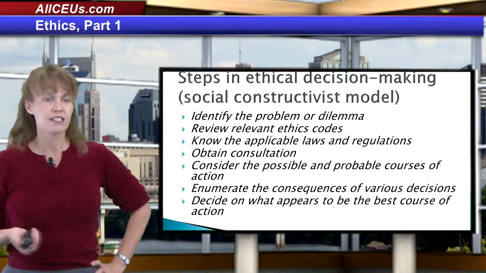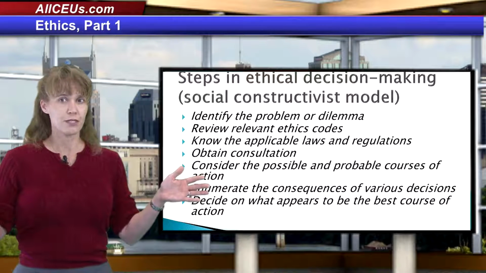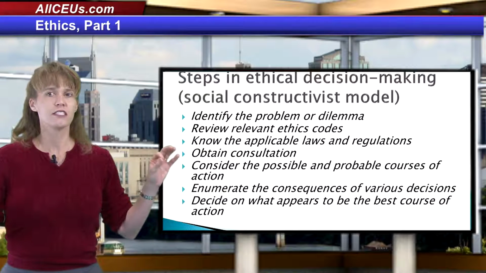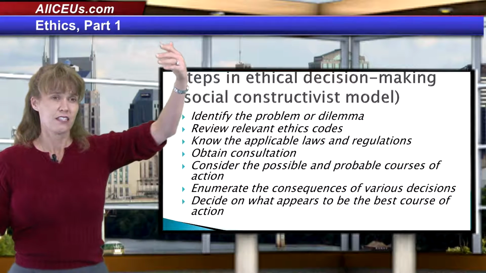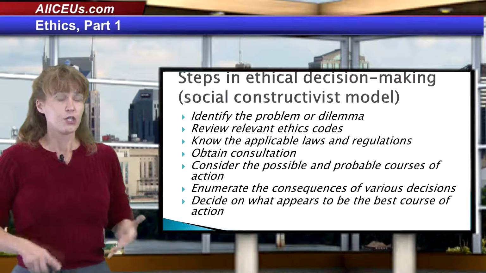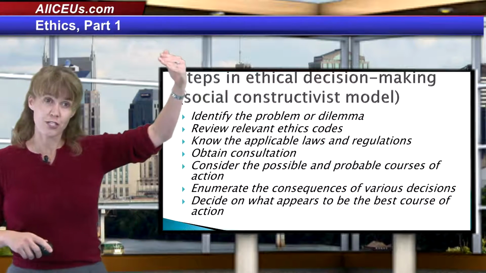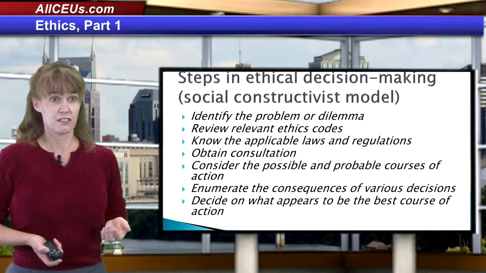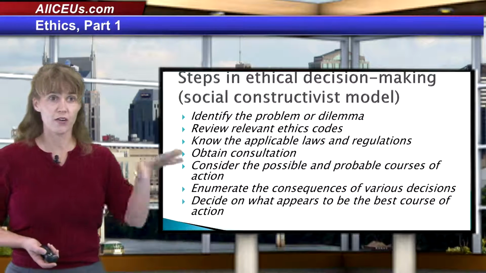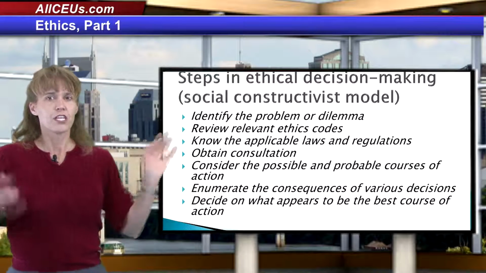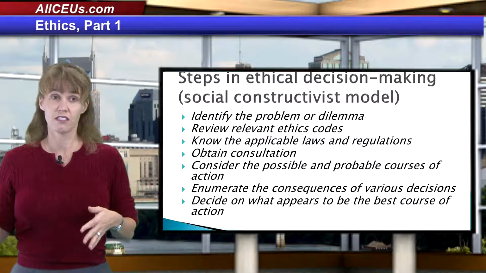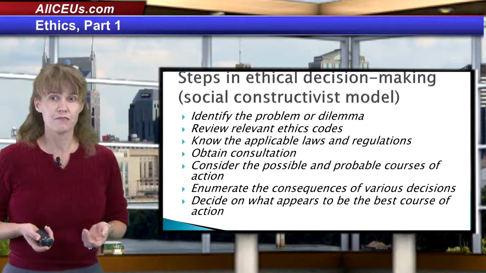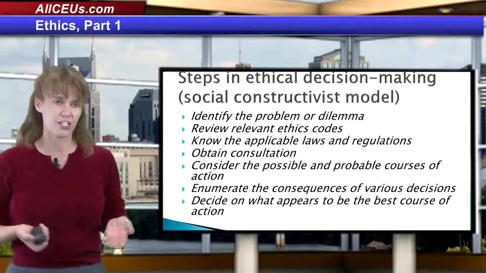Now, the social constructivist model is a little bit more detailed. You identify the problem, you review the relevant ethics codes, you review the applicable laws and regulations. It's kind of assumed in the feminist model that you have those present in your mind. You obtain consultation, which they didn't talk about so much in the feminist model. Consider the possible and probable courses of action. If we did this, it could go this way or it could go this way. Enumerate the consequences of your various decisions. What are the positive possible outcomes? What are the potential catastrophic outcomes? And decide on what appears to be the best course of action.